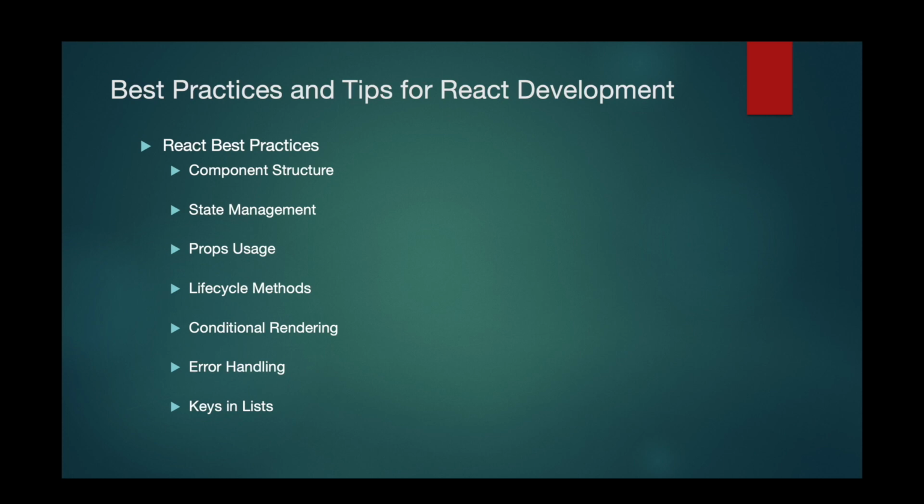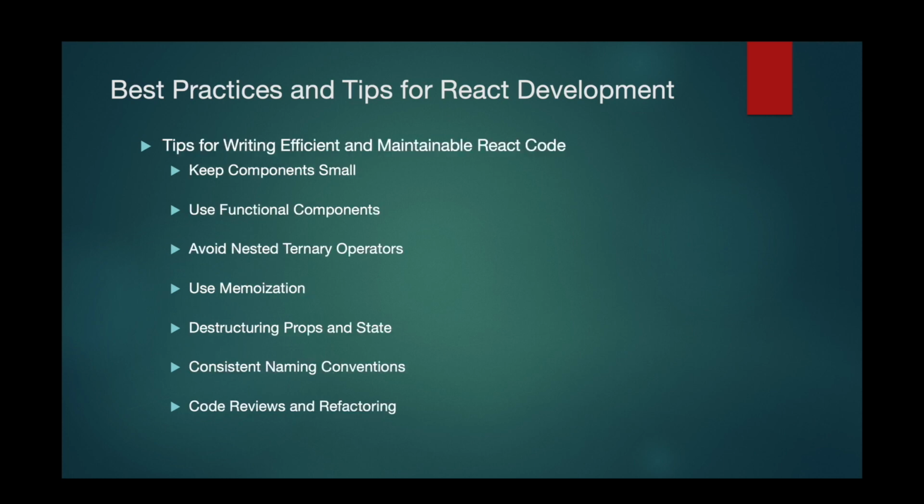Keys in lists. Always provide a unique key prop to elements in a list to help React identify which items have changed, added, or removed, improving rendering performance. And let's go over some tips for writing efficient and maintainable React code. Keep your components small. Break down complex UIs into smaller reusable components to improve code readability and maintainability.